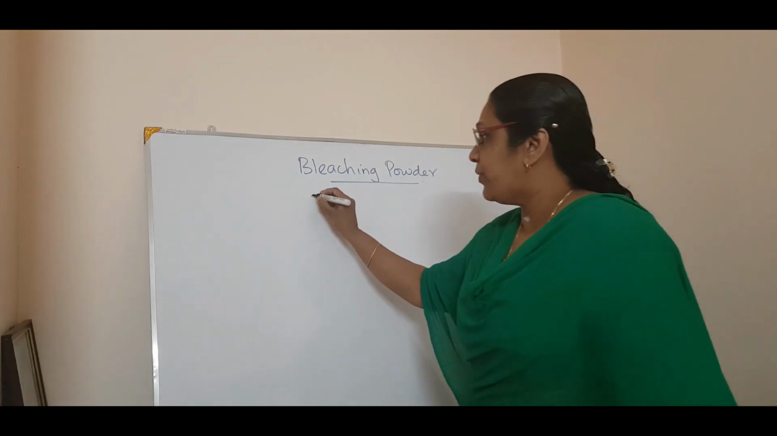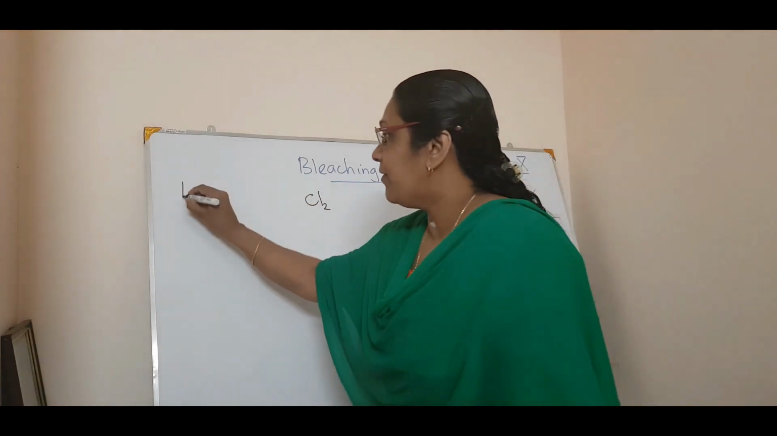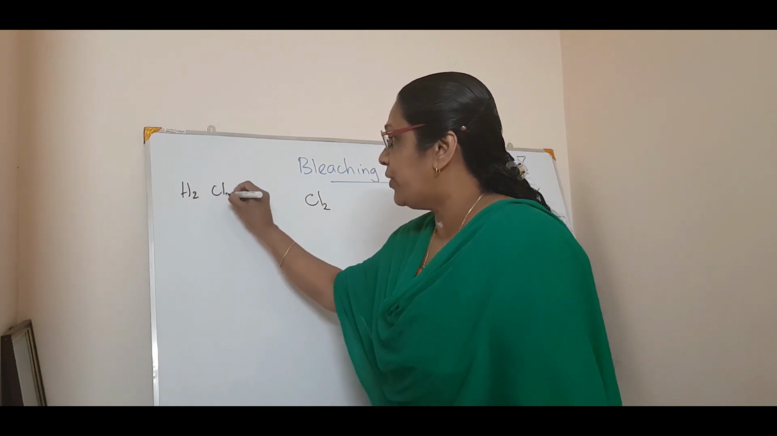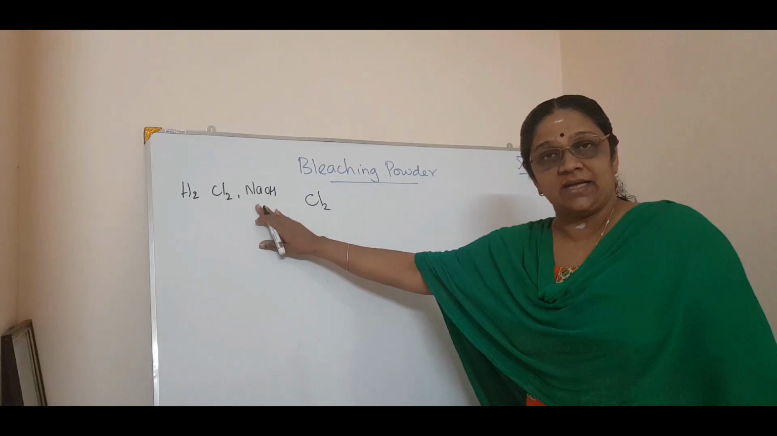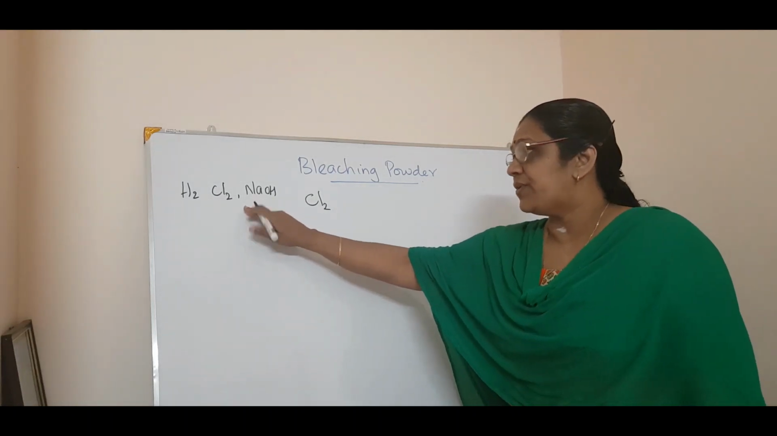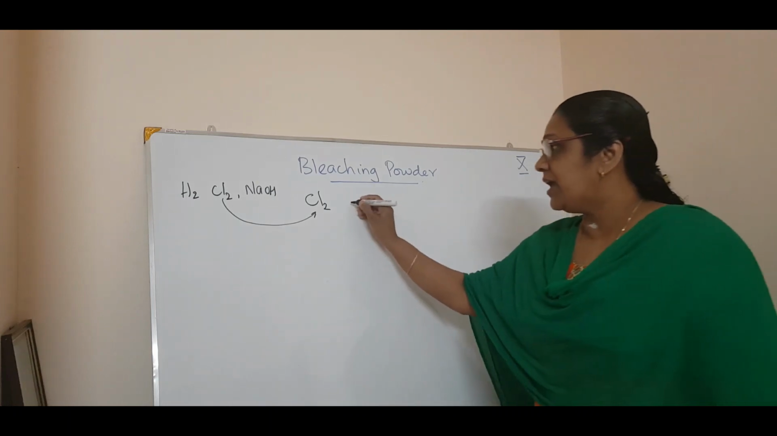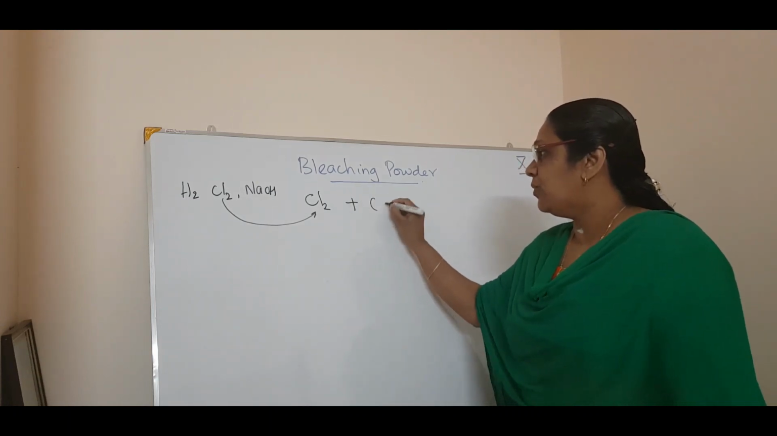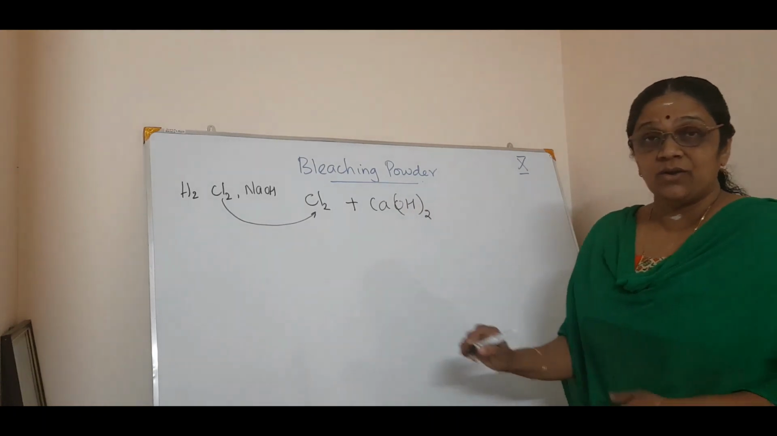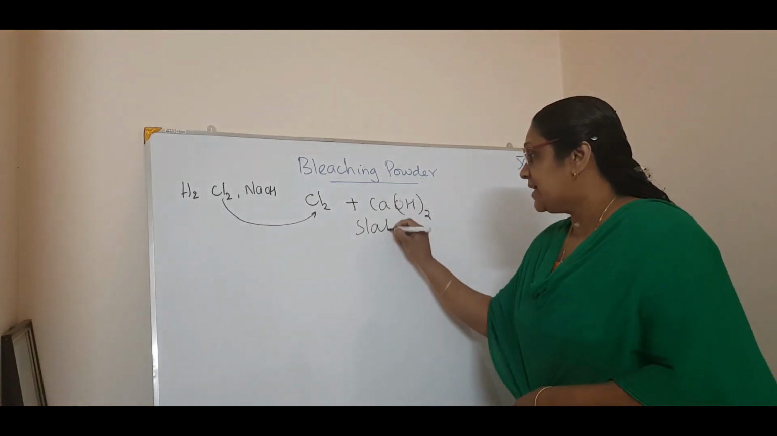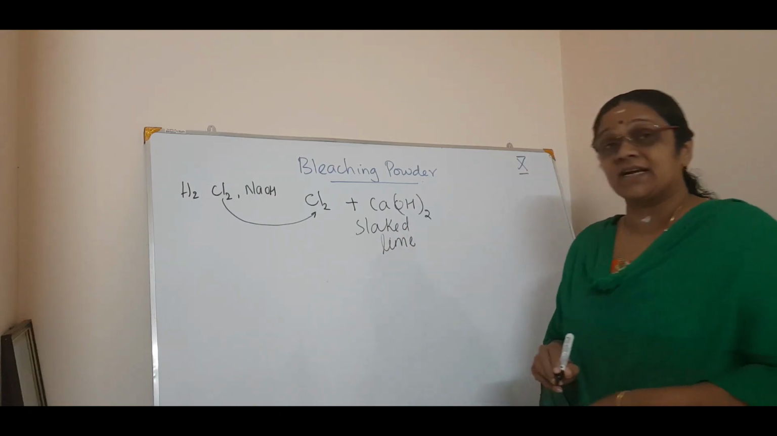Now you got chlorine from the chloralkali process, isn't it? That means you have hydrogen at the cathode, chlorine at the anode and NaOH at the sides of the cathode. So from this chlorine, when chlorine gas is passed through calcium hydroxide. What is calcium hydroxide? You know, calcium hydroxide is slaked lime, isn't it? Calcium hydroxide is slaked lime.